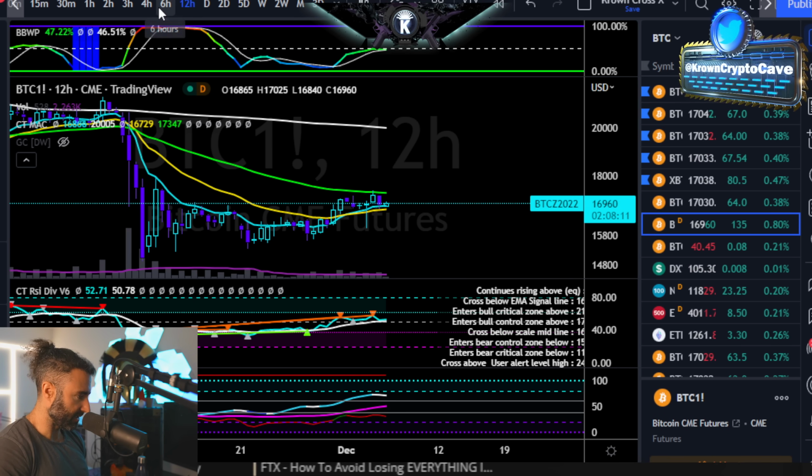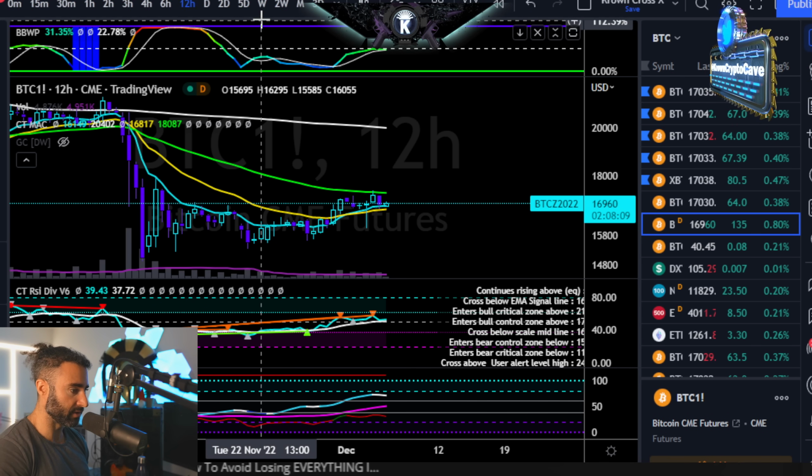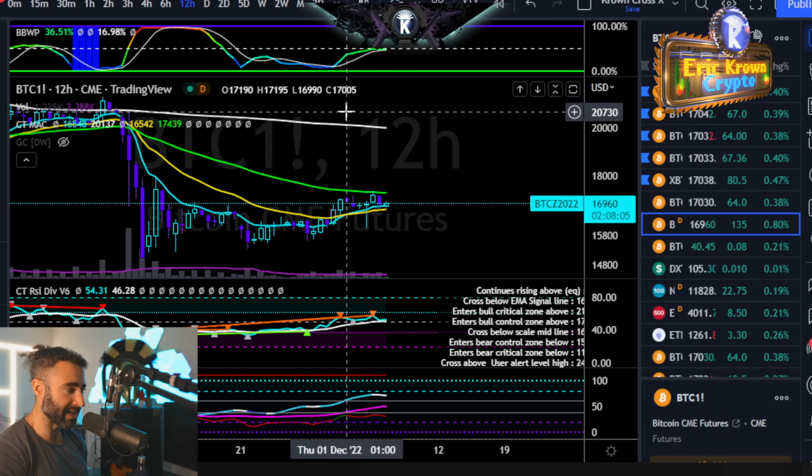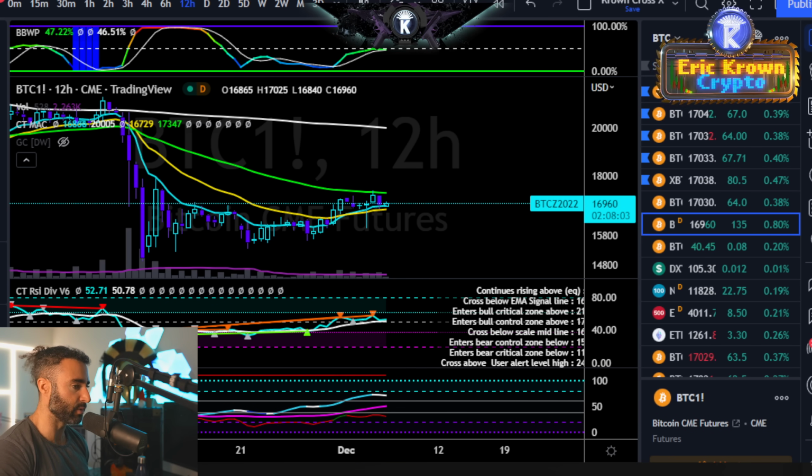So again, that's kind of the tale of two cities right there, still contingent upon validation on both sides, but the 12 hour, being that it is a higher time frame, does hold precedence, to be quite frank.